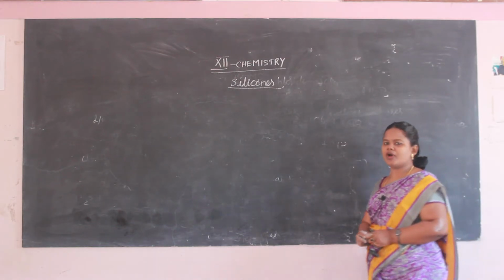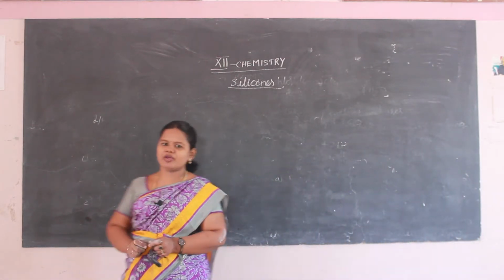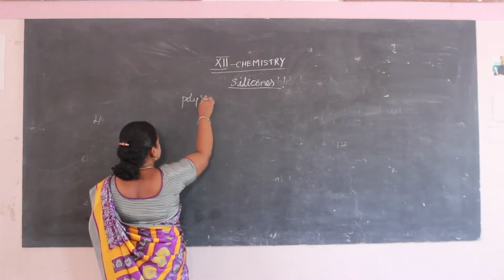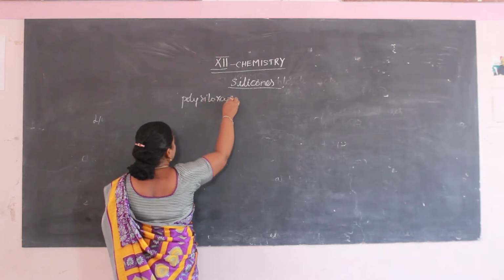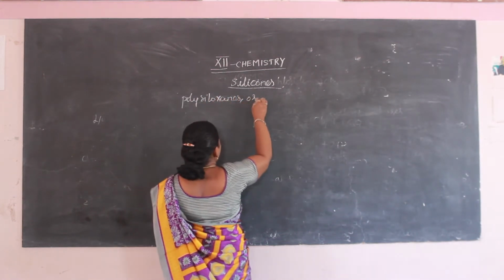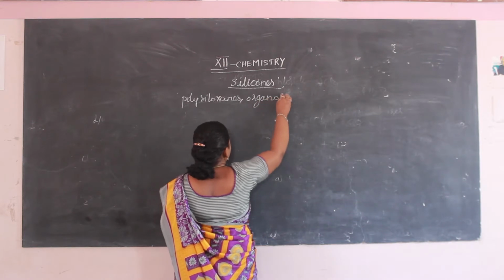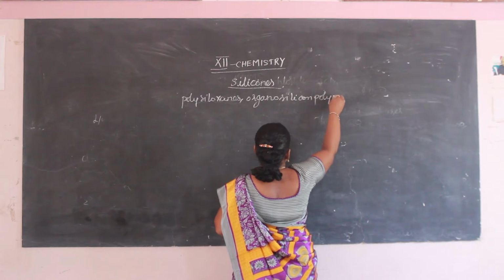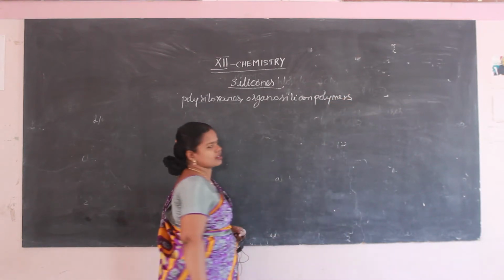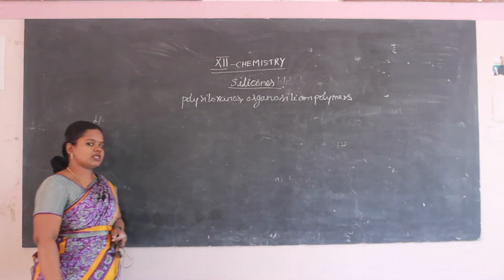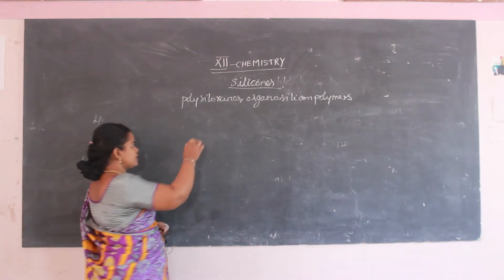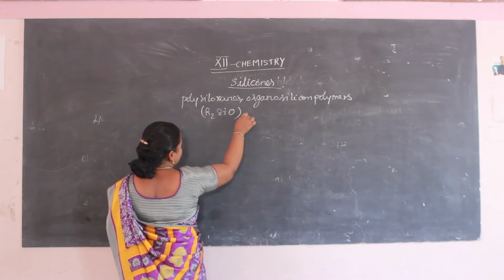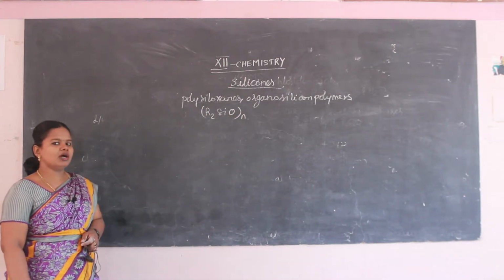The silicones are polysiloxanes or organosilicon polymers. They contain silicon and oxygen as the main unit, along with alkyl groups. Their general formula is R2SiO, repeated n times.